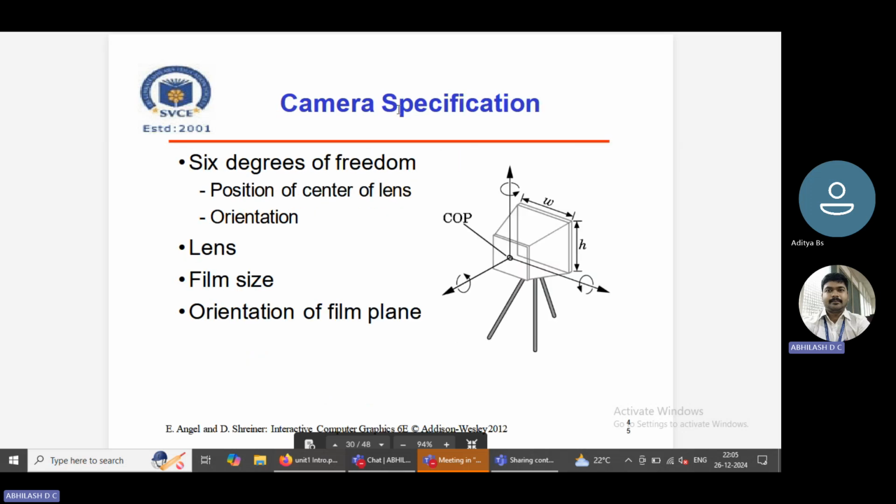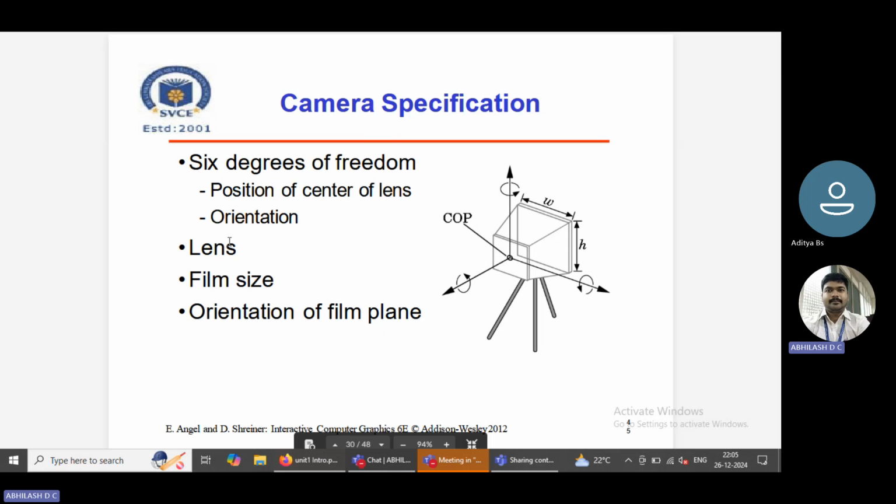So when we look into the specifications of any camera, we have 6 degrees of freedom, right? What are the 6 degrees of freedom? If I have a point over here, the positive x, the negative x, the positive y, the negative y, the positive z, as well as the negative z, right? So there are 6 different degrees of freedom, right?